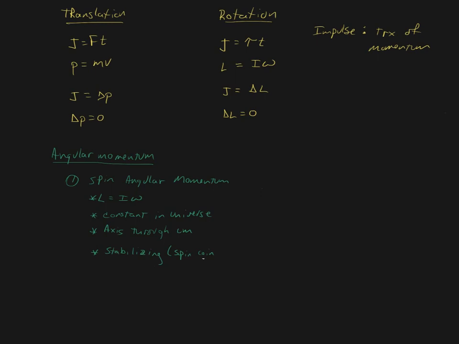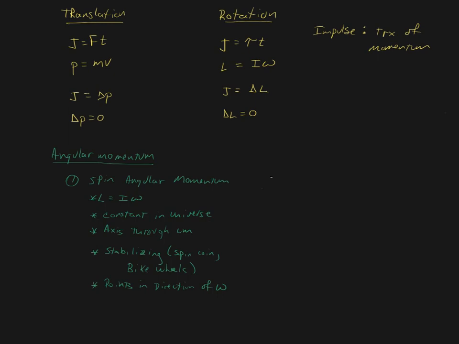The other example that you would be very familiar with is bicycle wheels. It's one of the reasons, not the only, but one of the reasons why you can stay upright on a moving bicycle. And the spin angular momentum points in the same direction as omega.